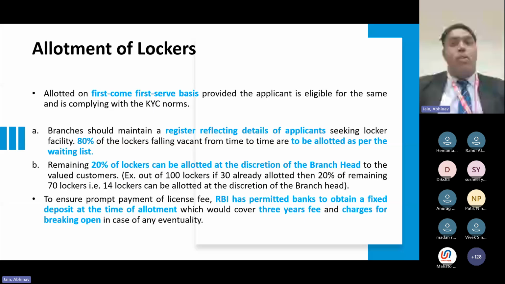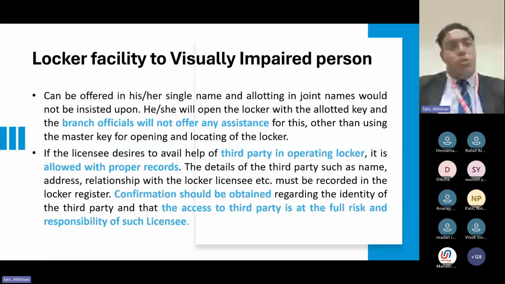Again, suppose there is a visually impaired person, the locker can be given to them in a single name also and in a joint name also. So we should not force them to have a locker in a joint name. They would be given the key. They would not be given any assistance in operating the locker while they are coming for operation. But if they want to avail help of a third party during operating that locker, proper record keeping is to be done for the third party.